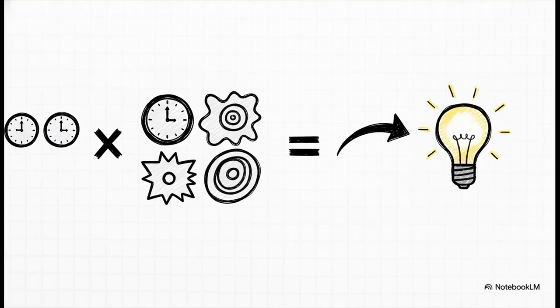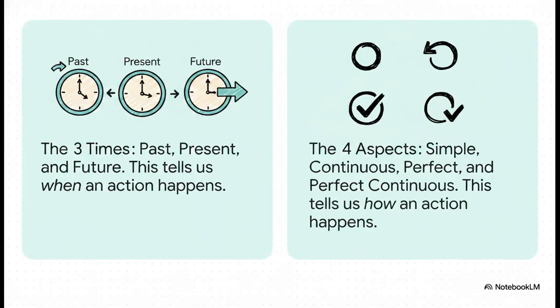And here it is. The entire thing boils down to this simple bit of math. 3 times 4 equals 12. Every tense is just a combination of a time and something we call an aspect. That's the whole framework, right there. So let's break that down real quick.